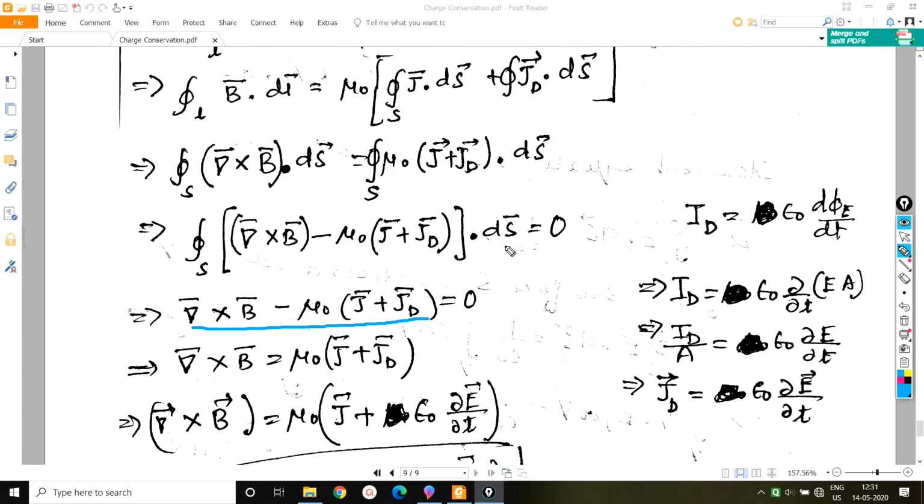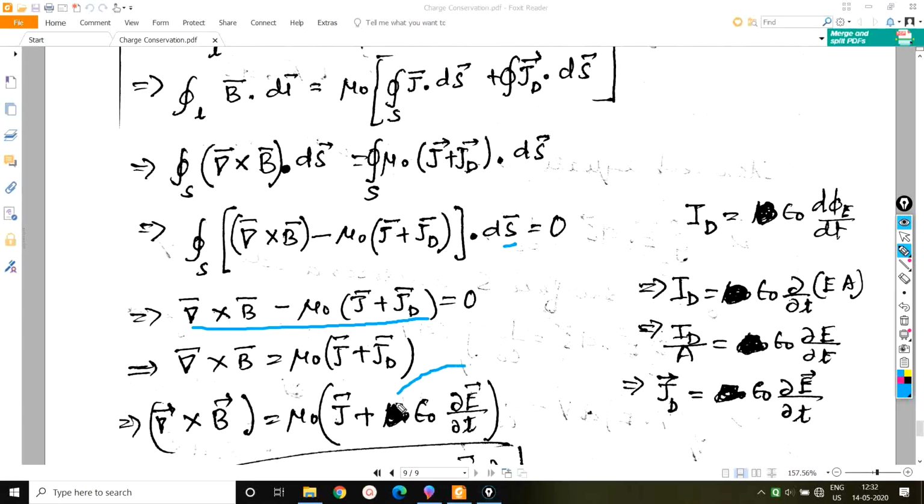The logic is that we have a loop and we have a surface where ds is arbitrary. You have chosen any surface, this is true for any surface, and this integration will be 0 for any arbitrary ds only when curl of B minus mu0 times j plus jd is 0. So on transposing, curl of B equals mu0 times j plus jd, and curl of B can be written as mu0 j plus epsilon 0 del E del t.